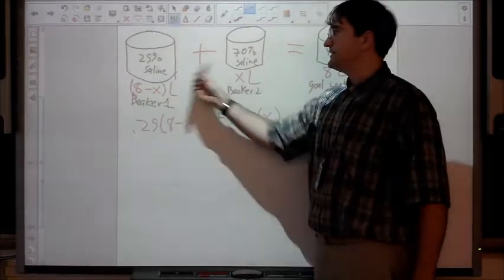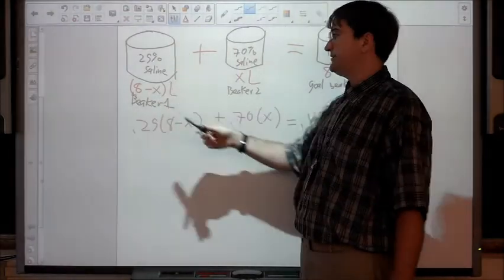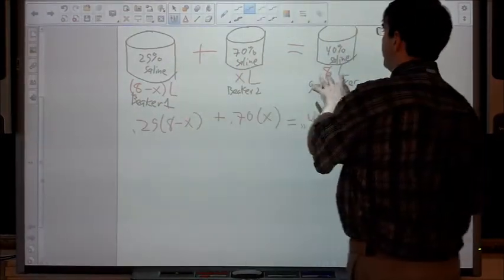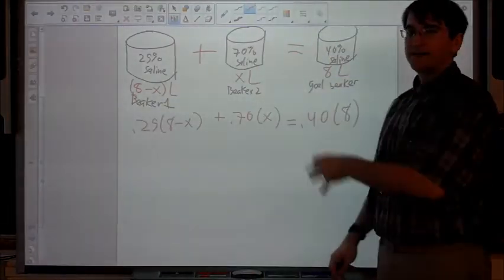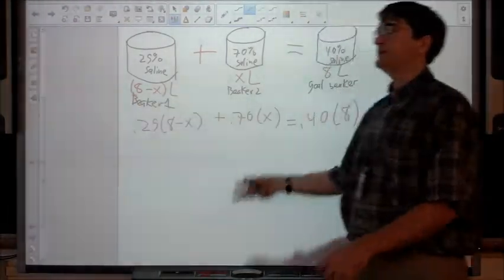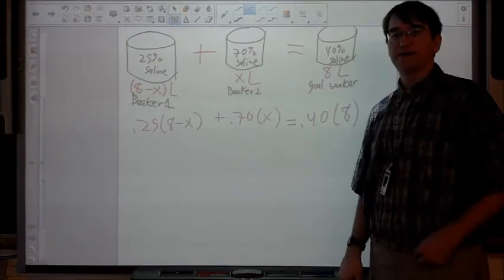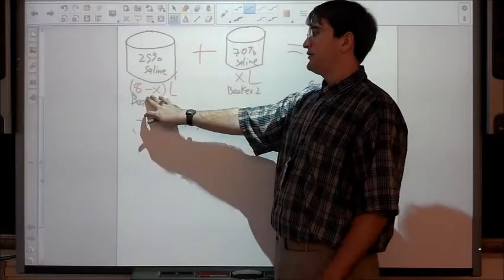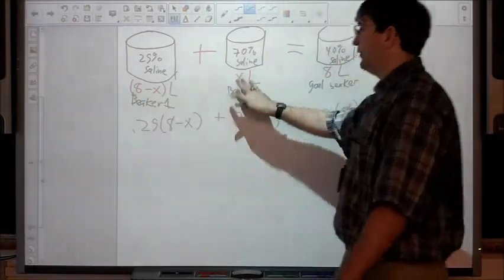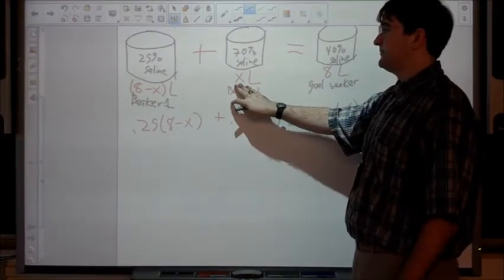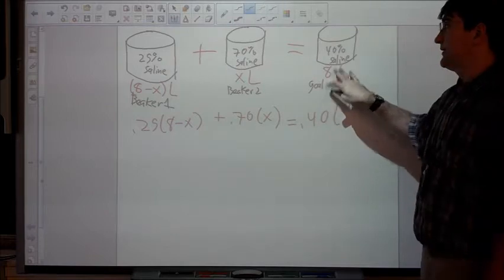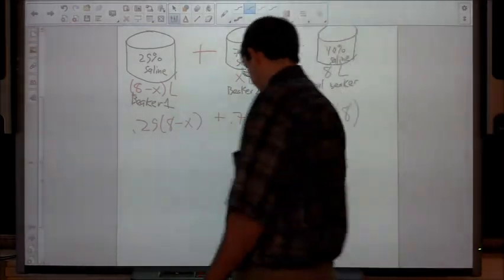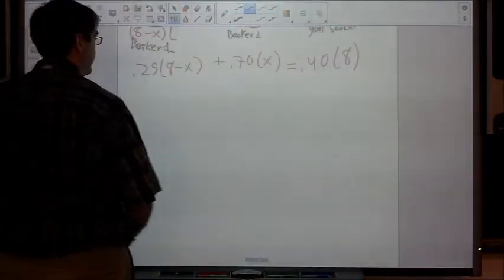Keep in mind, if we were just mixing these two things together, I'd have 8 and then X, and I'd just end up with 8 plus X. The only reason this is different is because I'm actually draining some of this to replace it with something else. But just think: how much am I ultimately using of the first beaker? How much am I ultimately using of the second? And how much am I going to have in my goal? And then what are the percentages there? From here, we can just solve this equation.